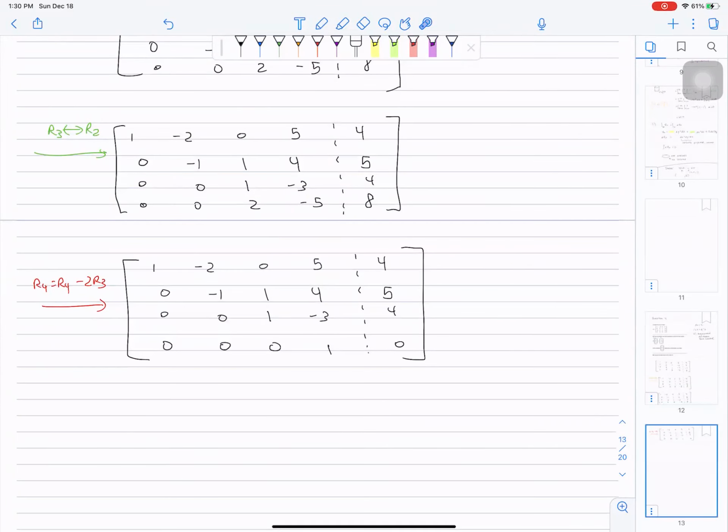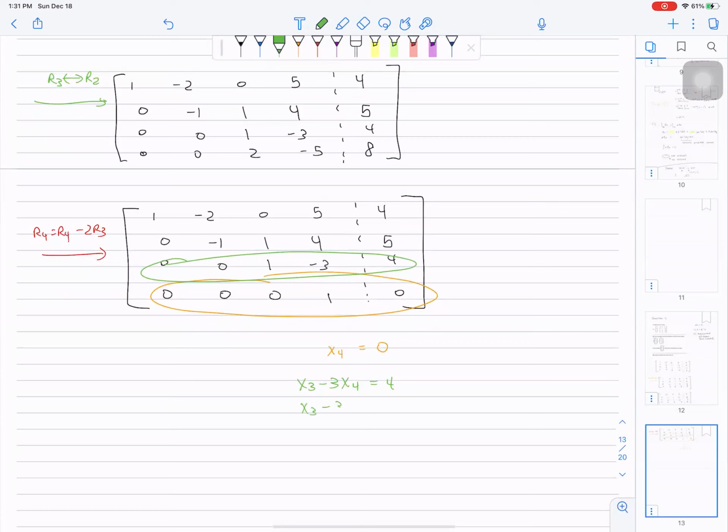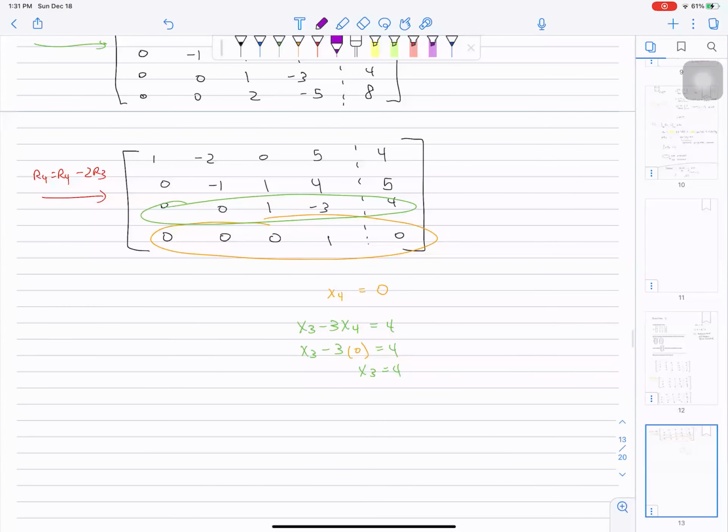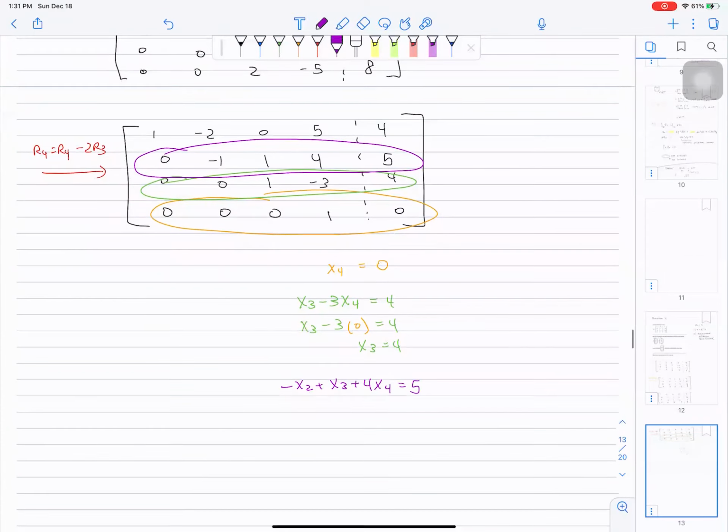At this point, you could keep row reducing until you get a diagonal matrix, and then directly read off x4, x3, x2, x1. Or I can stop here and just do back substitution. I look at my last row: x4 equals 0. My next row is x3 minus 3x4 equals 4. I already solved for x4, it's 0, so x3 is 4. The second row tells me negative x2 plus x3 plus 4x4 equals 5. I just solved for x3, that was 4, and x4 was 0.